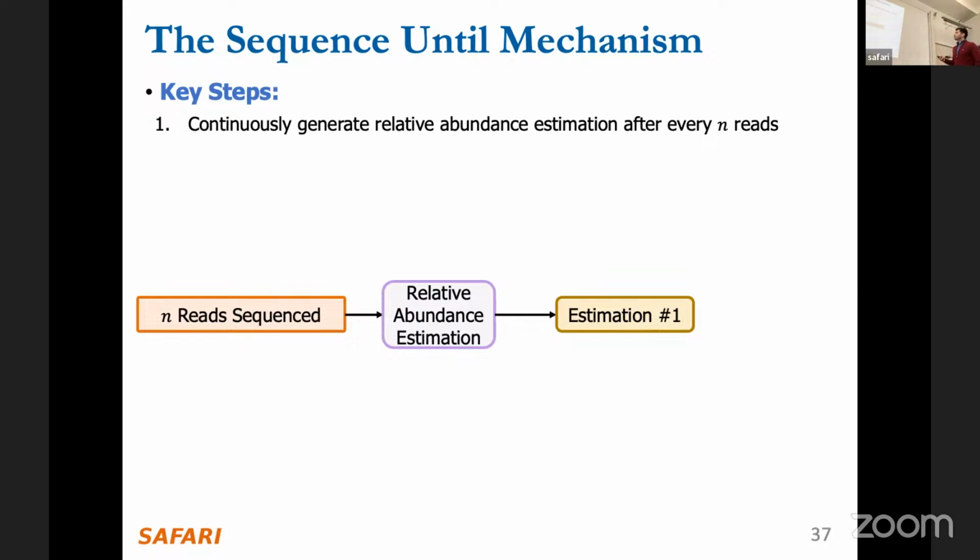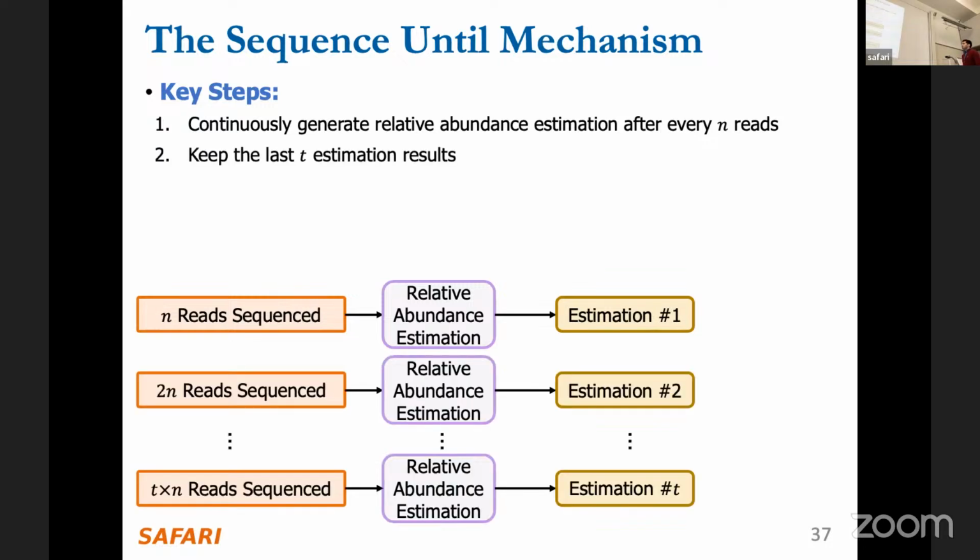First, we continuously generate relative abundance estimations after sequencing of n reads. For example, you sequenced, I don't know, 100 reads. Now you can perform some estimation of the organisms that are available in your sample. Then you generate some estimation, called estimation number one. We keep doing these estimations, and we keep the last t estimation results.